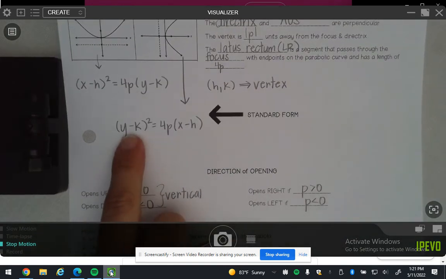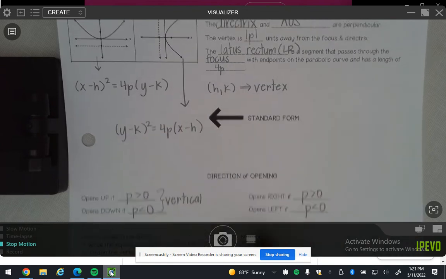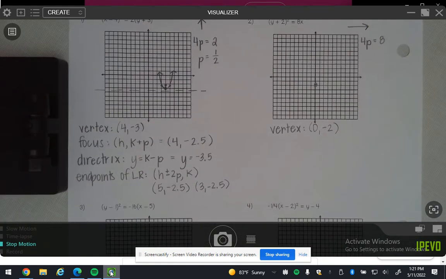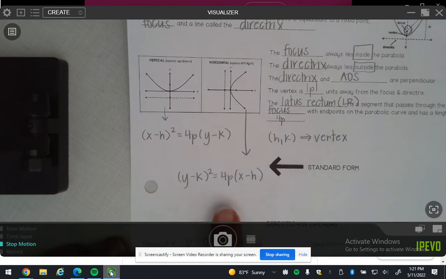Horizontal is the y first. And if p is greater than 0, it opens to the right. How do we get 4p? I'm telling you, this coefficient always equals 4p. It's in your standard form right here.